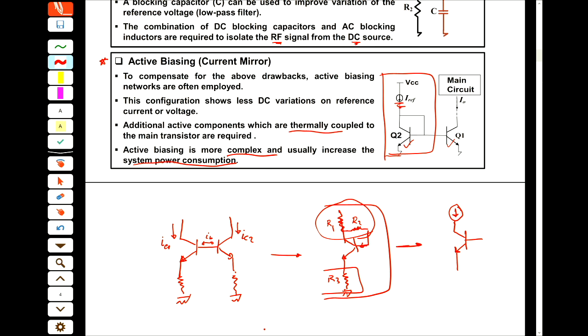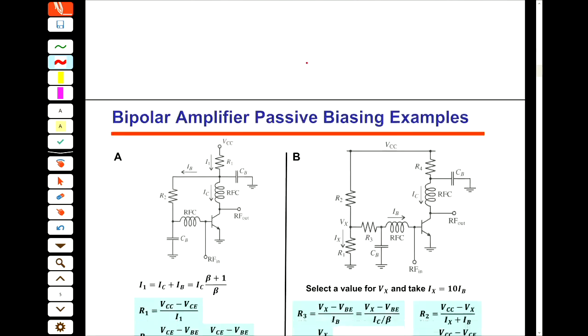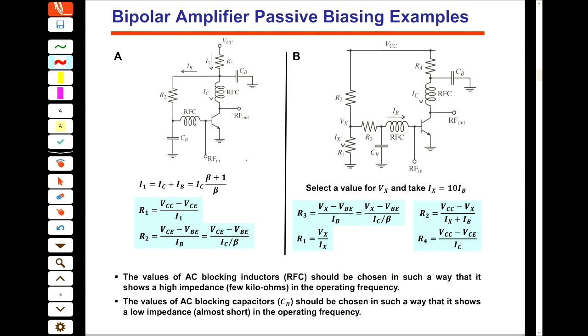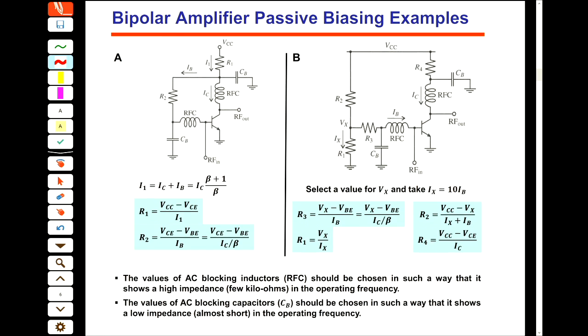I will solve one example. You will see that. So in passive biasing, for example, we have two examples here. We want to bias the transistor Q1 and Q2, so two different biasing methods.